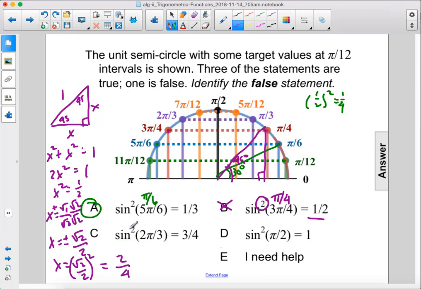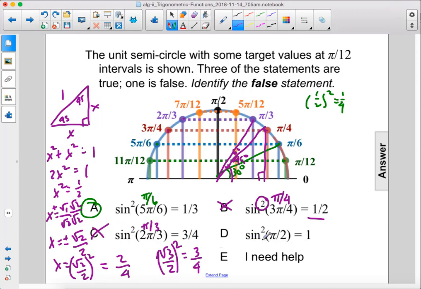All right, here we have sine squared of 2 pi over 3 equals 3 over 4. So 2 pi over 3 has the same sine value as pi over 3. And using the same techniques here, we can determine that this is 60 degrees. And sine of 60 degrees is the square root of 3 over 2. So you can use this same method with a 30, 60, 90 triangle to determine that the sine of 60 degrees is the square root of 3 over 2. Square that, and we get 3 over 4. So this is also true.